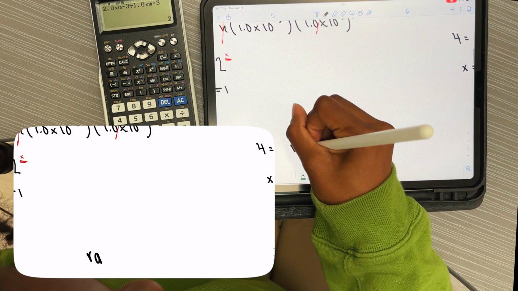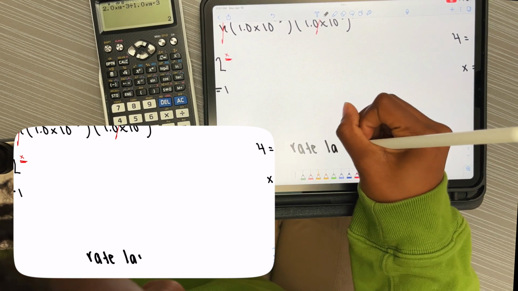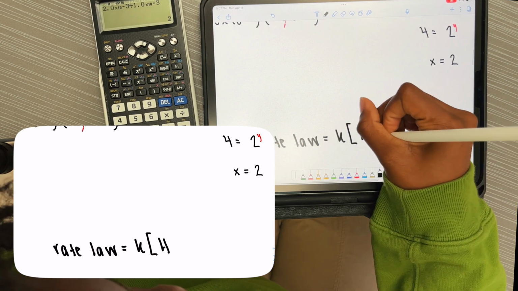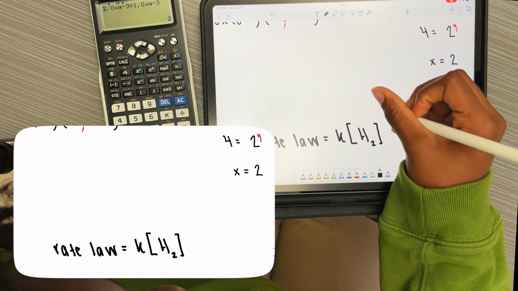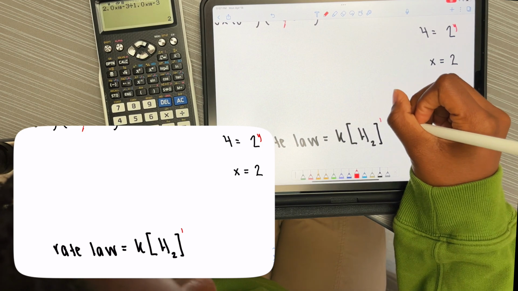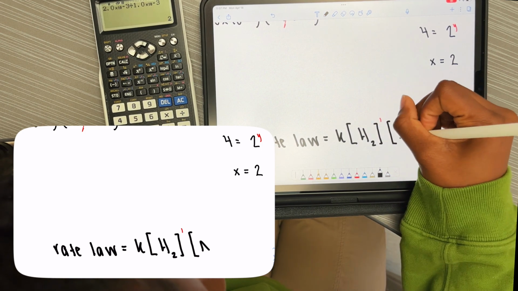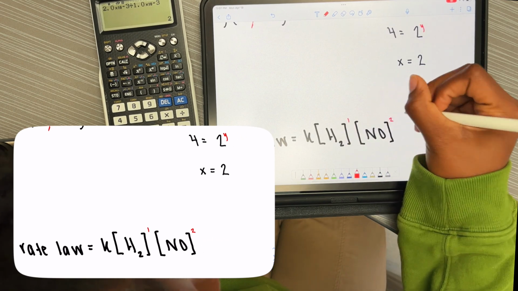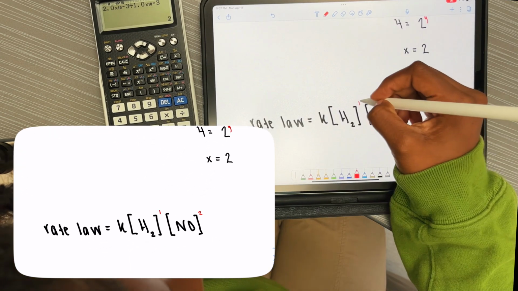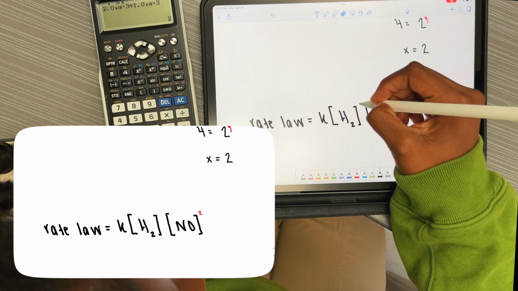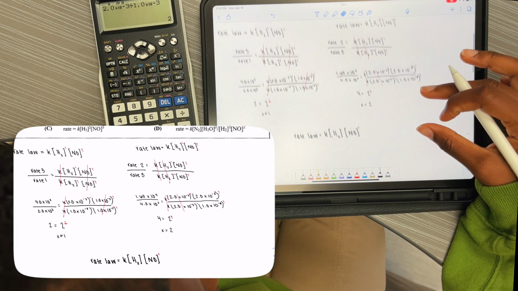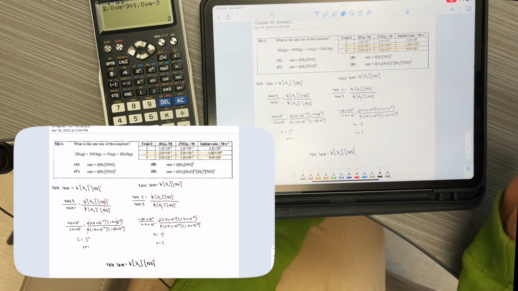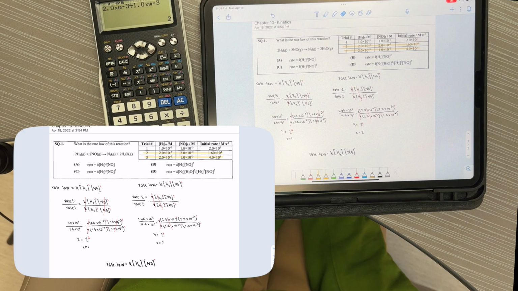So our rate law is going to equal K constant, our hydrogen gas to the first power, and our nitric oxide gas to the second power. And oftentimes this one is not written, because unless stated otherwise, the concentration of a reaction order is always 1.